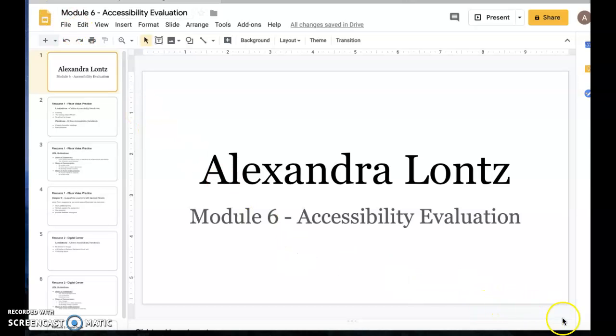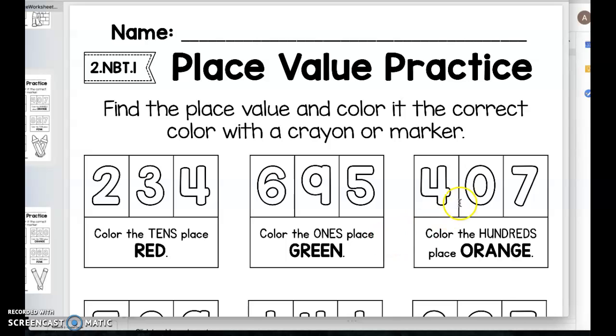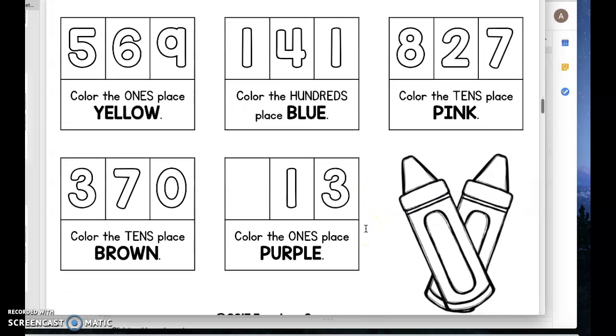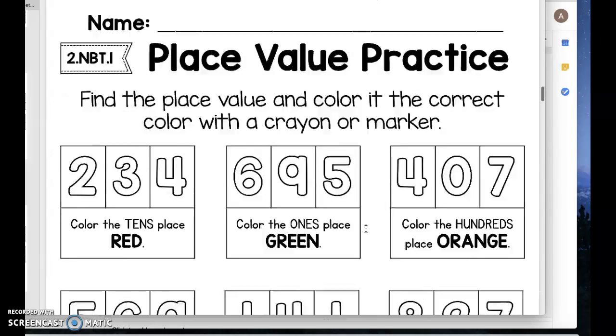So I'm just going to go ahead and show you right away the first resource that I decided to evaluate, and it is this place value practice worksheet. This is something that we do in first grade just to introduce the tens place, the ones place, the hundreds place, and they would follow the directions. They would say color the tens place red, and they'd color it red. Color the ones place green, they'd color it green. There's a couple problems. It's all the same. It looks just like this.